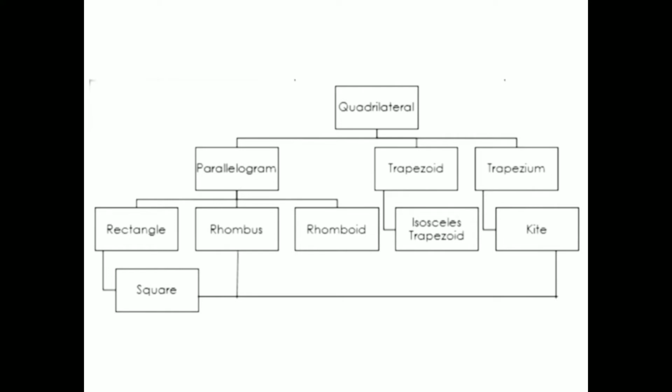So sa trapezoid naman, under ng trapezoid, we have a isosceles trapezoid. Ito yung trapezoid na yung legs niya is congruent. And then under naman ng trapezoid, we have the kite. Then let's proceed.